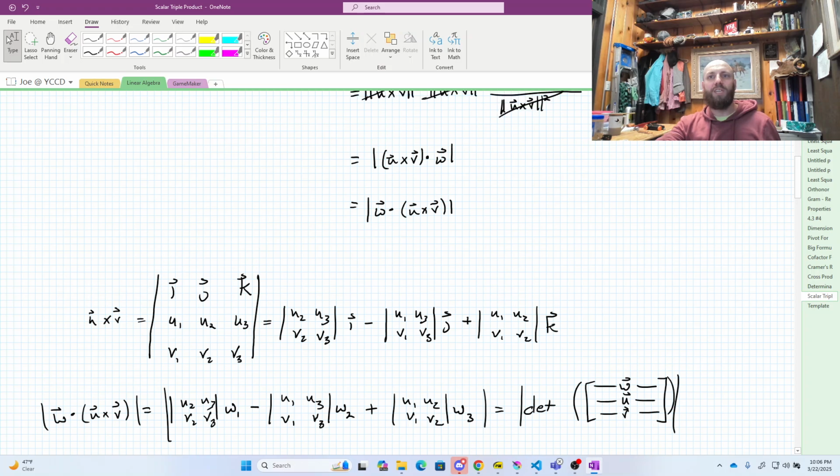This thing where you take w dotted with u cross v, that's the scalar triple product. It happens to be the same thing as taking the determinant where you put w, u, and v in the rows. You can calculate it either way. It's a very cool quantity. It's a neat relationship. I hope you get a kick out of this as much as I do.